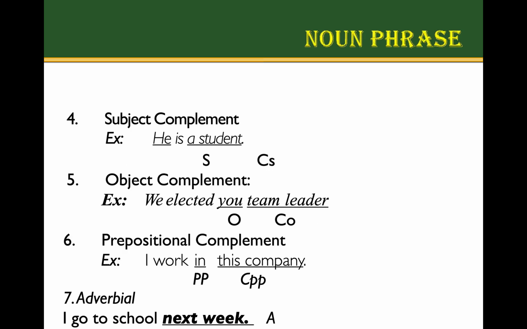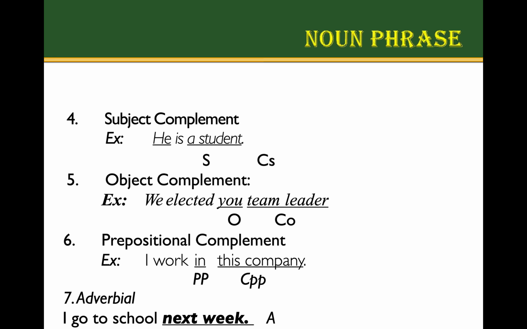Number 4, it can function as a subject complement. For example, he's a student, because of a copular verb, so a student is a subject complement. It can function as an object complement in the case of a complex transitive verb. For example, we elected you team leader. So the team leader is also a noun, but this noun refers to you rather than to we. So you are the team leader, not we are the team leader, because we elected you the team leader.